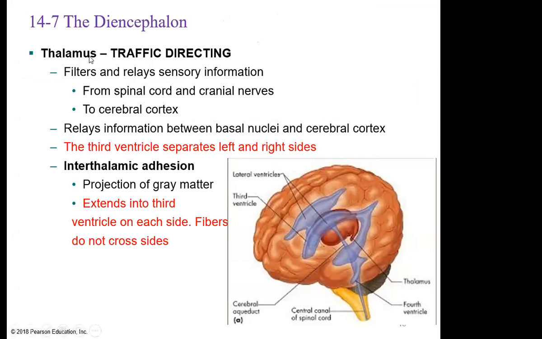Now let's talk about the thalamus. If you look at the thalamus, you can see it right here. The thalamus sits about midline in between the two lateral ventricles within the brain. You want to remember the thalamus as the traffic directing cop.